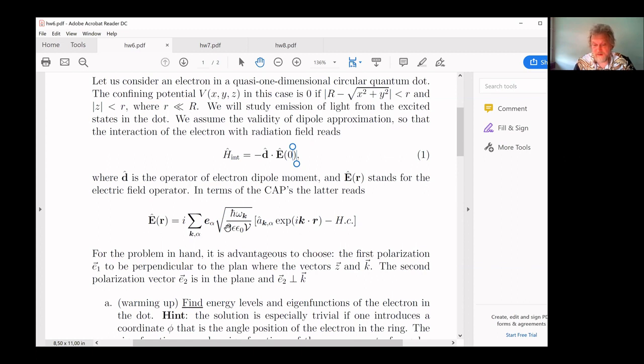in terms of creation and annihilation operators of the electromagnetic field. So its explicit form is given. It contains ugly square roots, which I discussed.